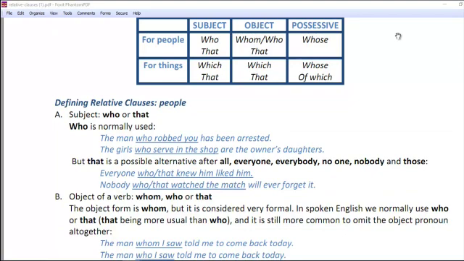Number B. We can use whom or who or that for object of a verb. Like, the objective form is whom, but it is considered very formal in spoken English. We normally use who or that, that being more usual than who. And it's still more common to omit the object pronoun altogether.